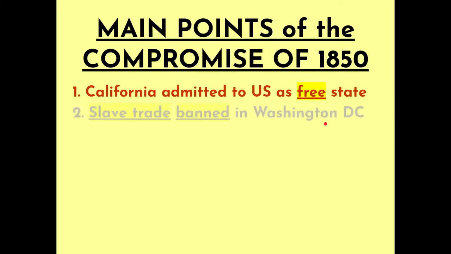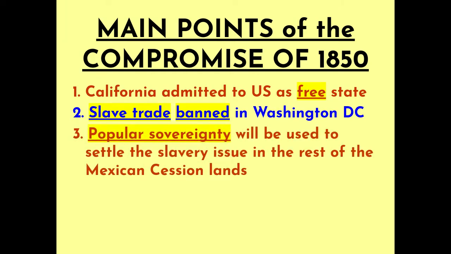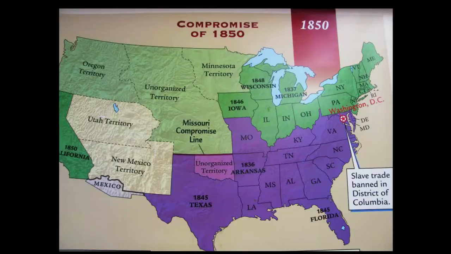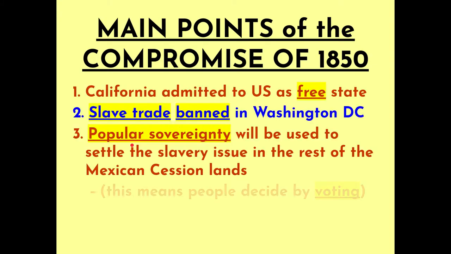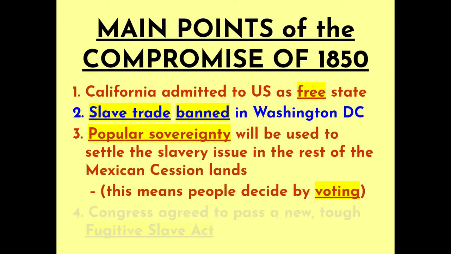So California is admitted as a free state. Slave trade is banned in Washington, D.C. The rest of that territory, they're going to use popular sovereignty. That means voting will be used to settle the slavery issue in the rest of the Mexican Cession lands. So just to back up for one second, this area right here, once there are enough people living in any of these pieces in order to become a state, then the people who live out there will vote whether to be slave or free. All right, that's called popular sovereignty.